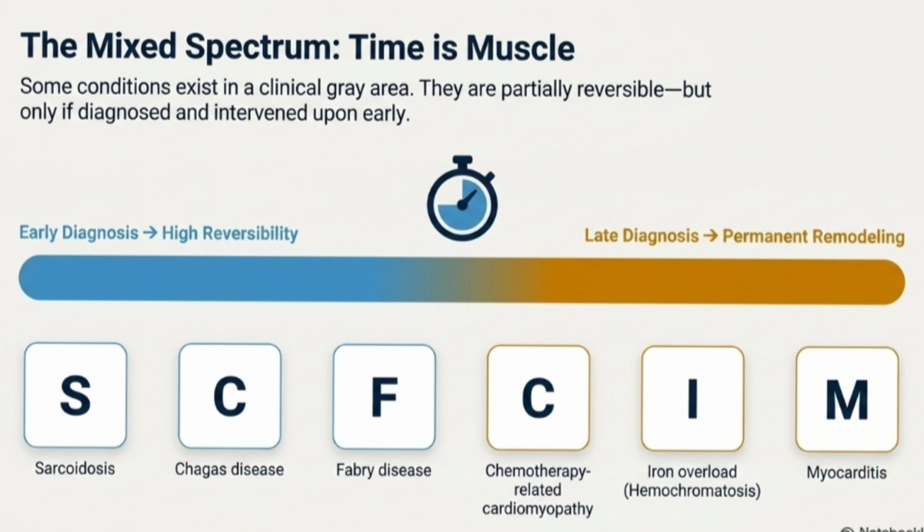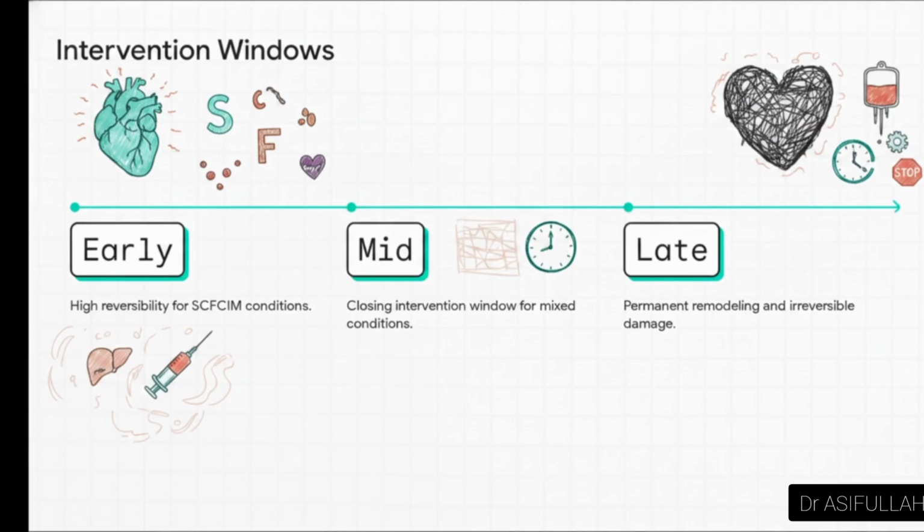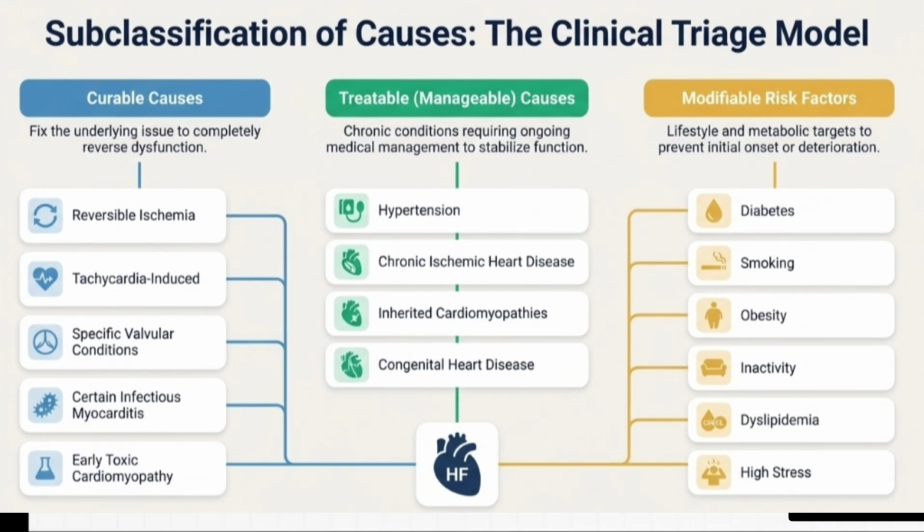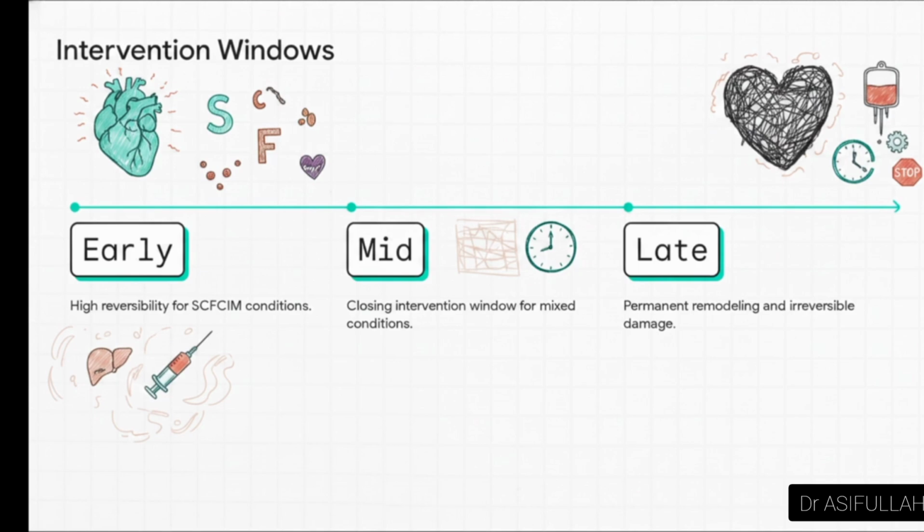To really master this mixed spectrum, just remember the SCFCIM mnemonic: sarcoidosis, Chagas disease, Fabry disease, chemotherapy-related cardiomyopathy, iron overload, like in hemochromatosis, and myocarditis. These 6 conditions are partially reversible, but only, and I mean only, if you intervene early in the timeline. For example, if you catch iron overload early, phlebotomy works absolute wonders. Catch it late, the heart is permanently fibrotic. The timeline is literally everything.